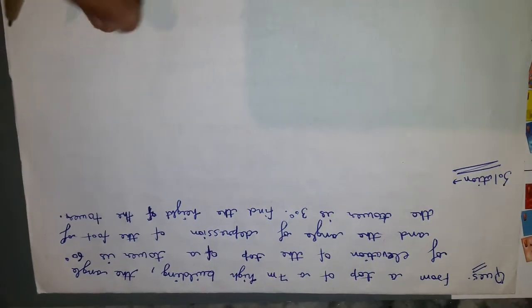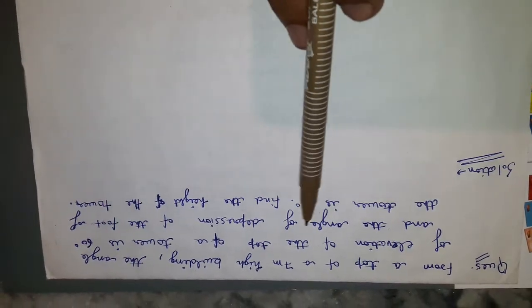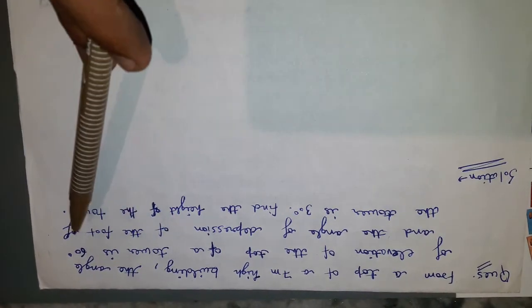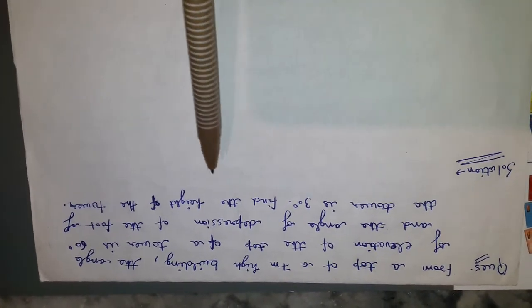Hello. So the question is: from the top of a 7-meter high building, the angle of elevation of the top of a tower is 60 degrees and the angle of depression of the foot of the tower is 30 degrees. Find the height of the tower.